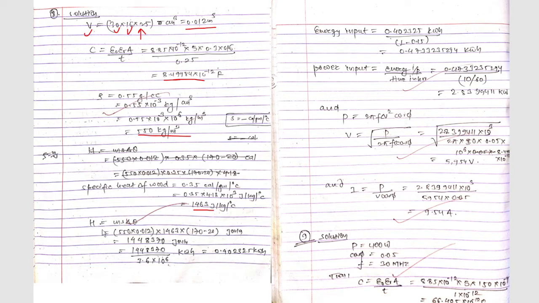So here H will be M s del theta, and in order to calculate the M, we have density into 550 into 0.01, means this volume. So M will be density into volume, and the value of S is 1463, and del theta will be 170 minus 20 as the temperature is given in the equation.